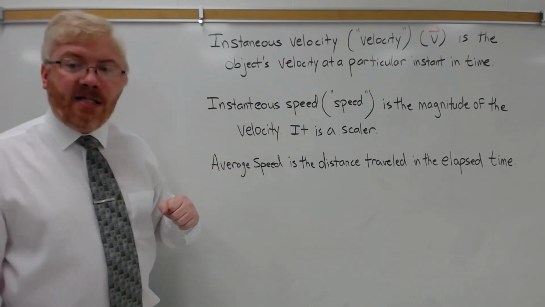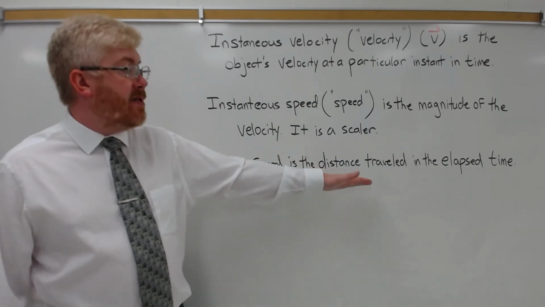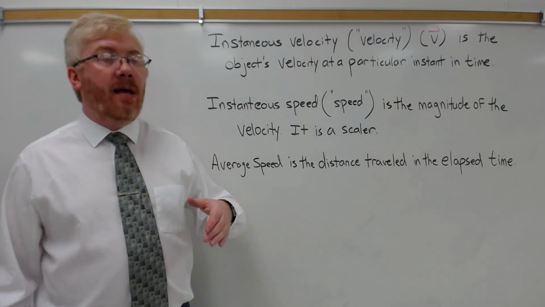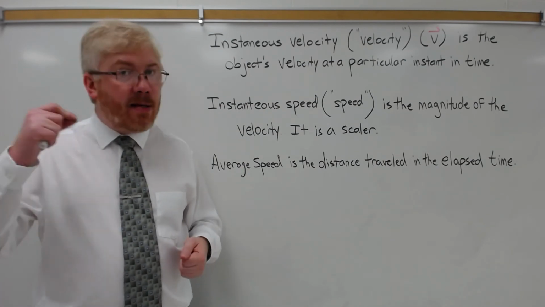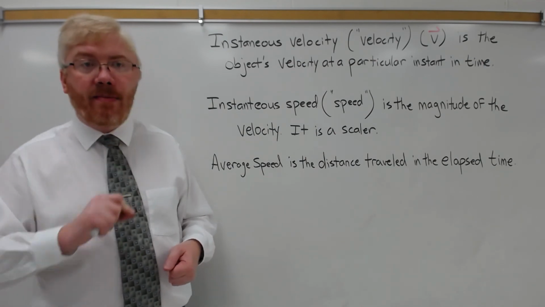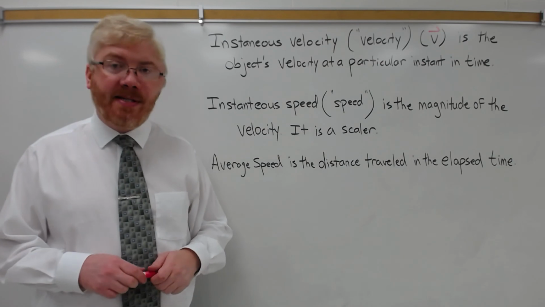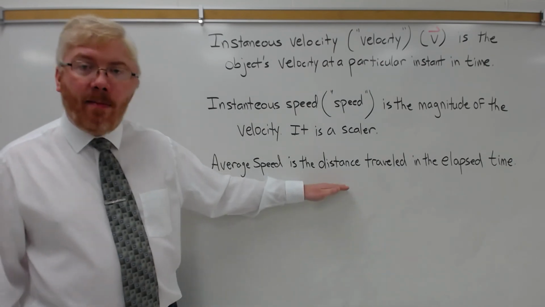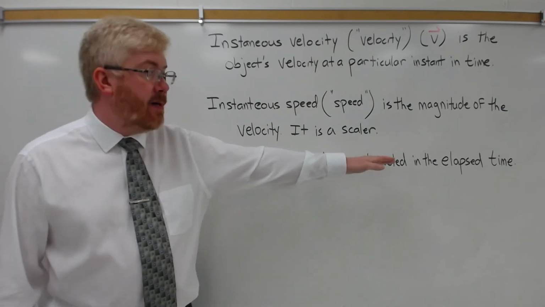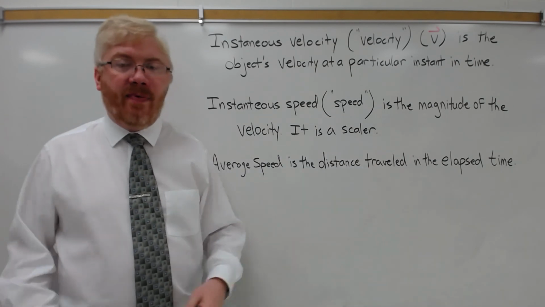Now, instantaneous speed is distinct from average speed. Average speed is just the total distance traveled. And if you remember, the distance traveled, think of an odometer, is constantly moving in a positive direction. It's the total path length taken between 2 points. Average speed is the distance traveled divided by the elapsed time. This is distinct from average velocity. Average velocity is the displacement divided by the elapsed time. Average speed is the distance divided by the elapsed time.